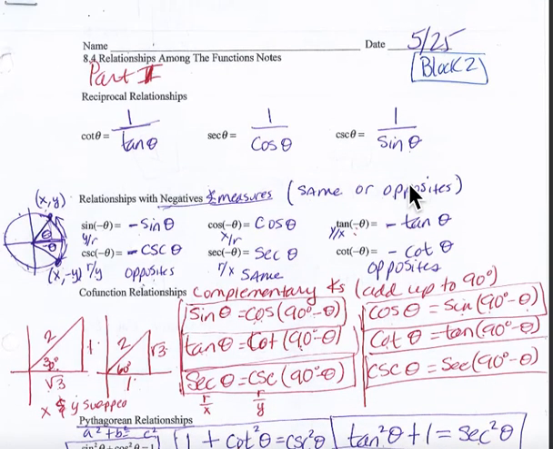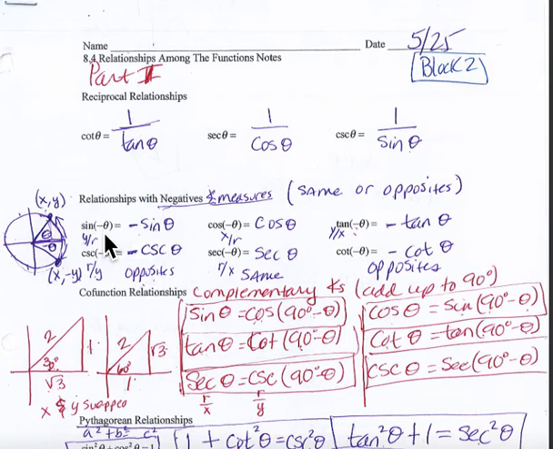We talked on May 25th about relationships with negative angle measures. What we're concerned with here is finding out whether the sine of negative theta is exactly the same thing as sine of theta, or if it's the opposite of sine theta. So basically, we're trying to figure out if these angle measures will be the same or opposites. Theta, I don't know what the angle measure is. It could be 20 degrees, it could be 50 degrees, 170 degrees, we don't know.